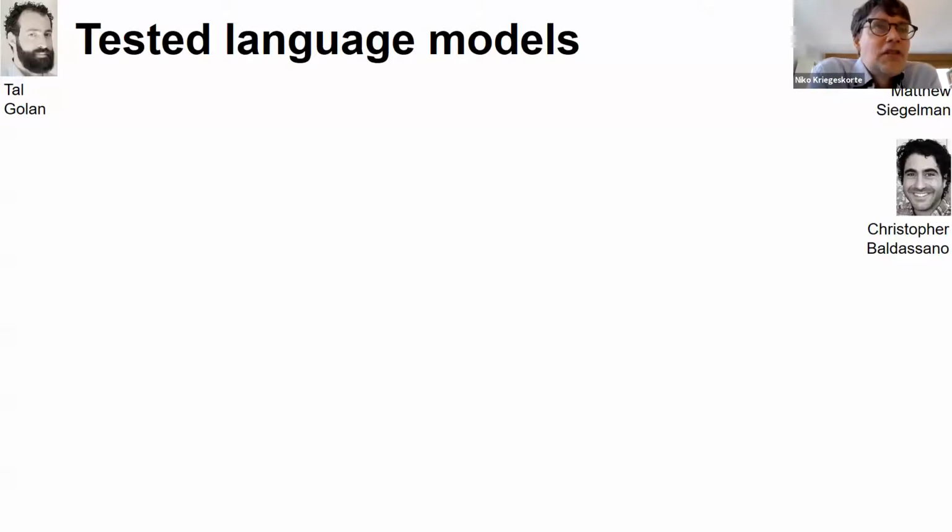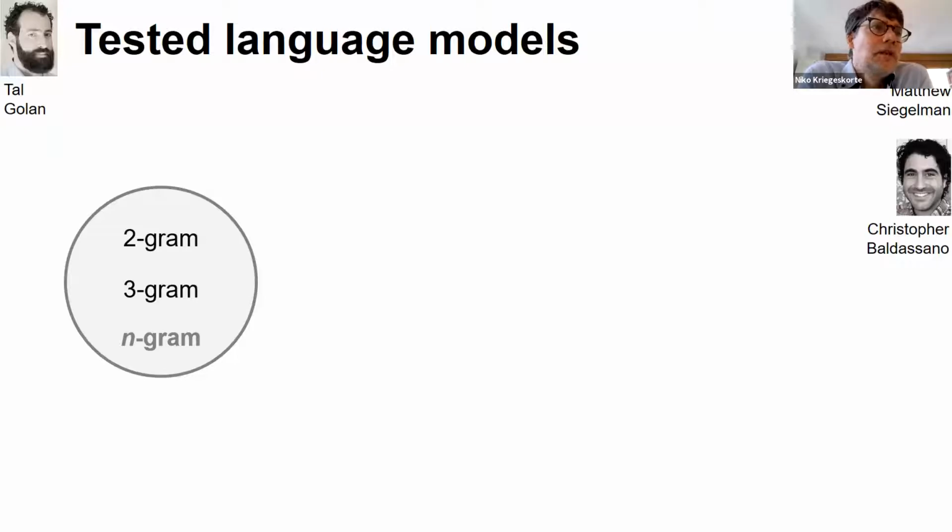And more recently, we took this to the language domain. So this is a collaboration with Christopher Baldassano's lab. Tal worked together with Matthew Siegelman, a PhD student in Chris's lab, to take controversial stimuli to the language domain. And Tal and Matt tested a variety of language models. They fell into three categories: n-gram models, the 2-gram and 3-gram models, which use text corpus frequencies of unique phrases of length n to make predictions about the probability of the upcoming word. And this can then be extended to making predictions about the probability of entire sentences.